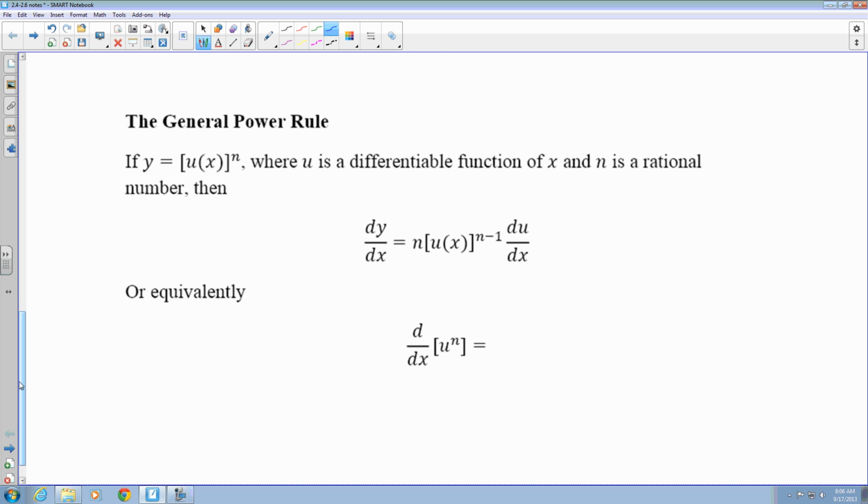Okay, so the general power rule, which is what we just used: if we have a whole function, u of x raised to the nth power, we bring down the nth power, leave the u of x on the inside alone, lowering the power on the outside, multiplied by the derivative of the inside. A simpler way without the x's to say this is n times u to the n minus 1 times u prime.